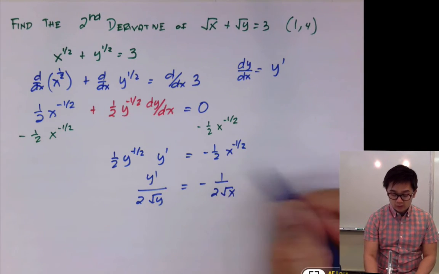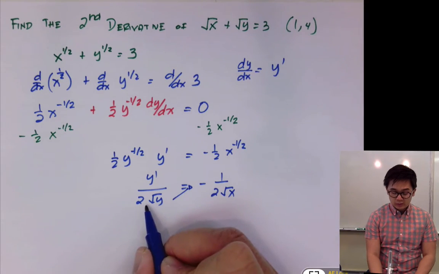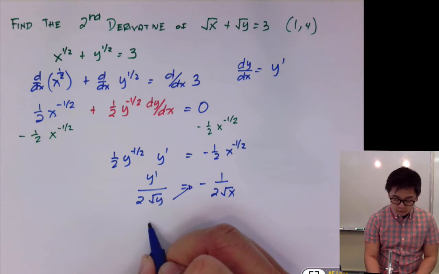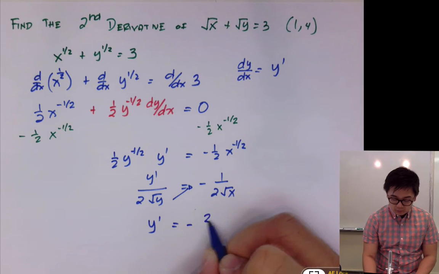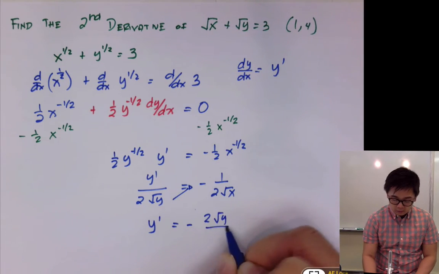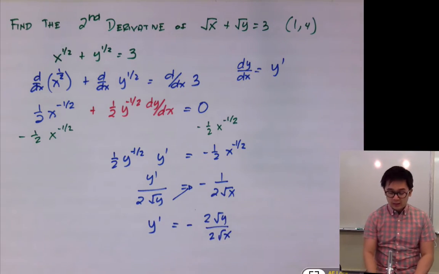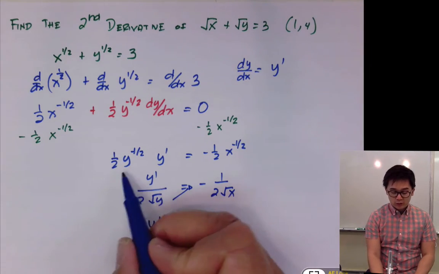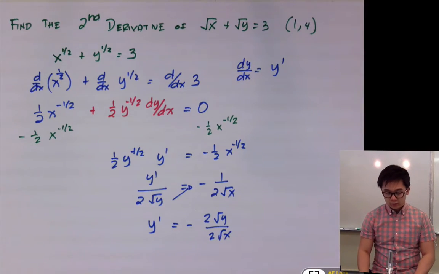So I can just cross multiply this. So I can just multiply 2 square root of y on both sides, so I can get rid of this. So y prime is by itself, and it's going to be negative 2 square root of y all over 2 square root of x. So it's a lot easier to see how to isolate y prime when your functions are in radical form.